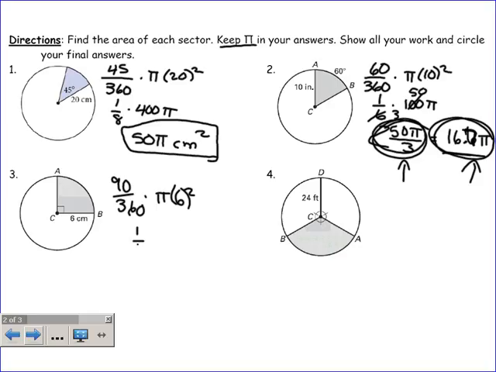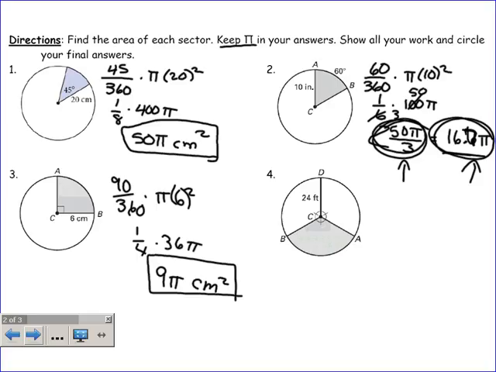That is 1/4 times 36 pi. 36 divided by 4 is 9, so it's just 9 pi. Our units would then be square centimeters again. We didn't do units on the second one, did we? It'd be square inches.